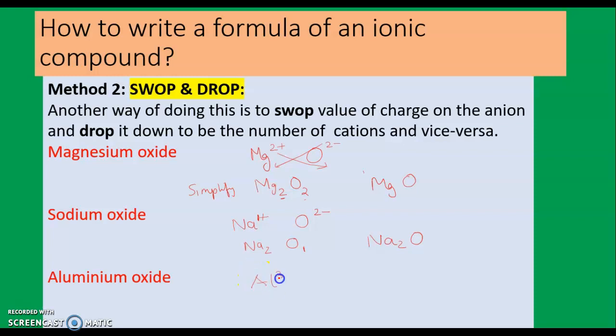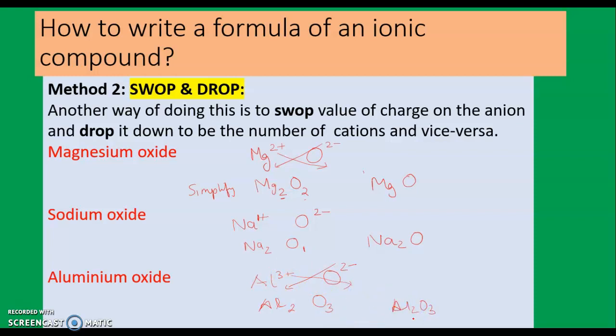Aluminium oxide, aluminium group 3, so 3 plus. Oxygen group 6, 2 minus. Swap and drop the charge. So aluminium will get the charge 2 at the bottom. Oxygen will get the charge 3 at the bottom. So the formula is now Al2O2.